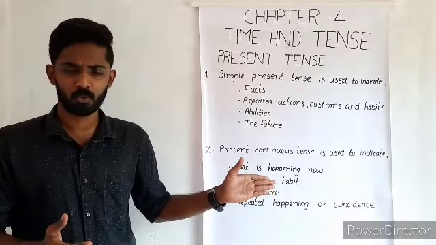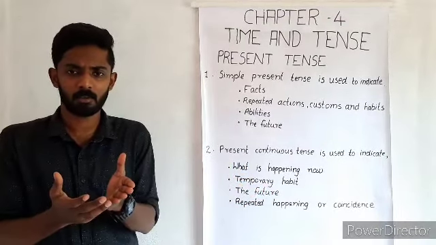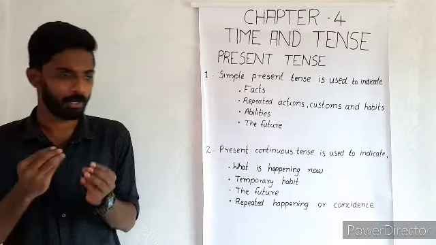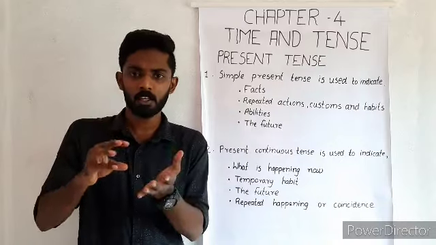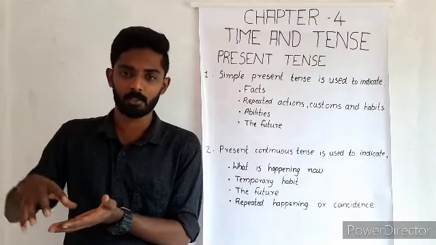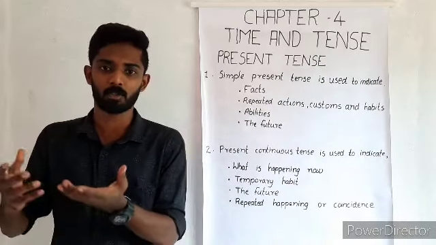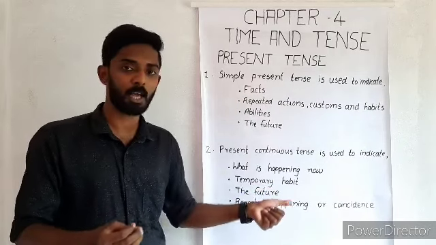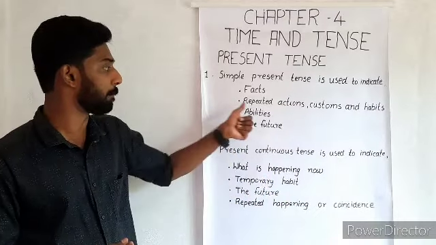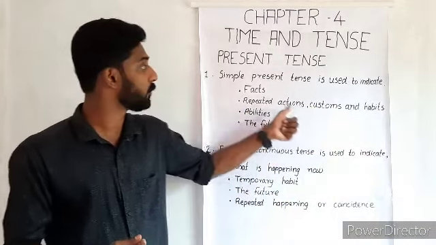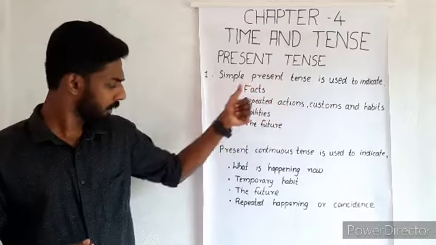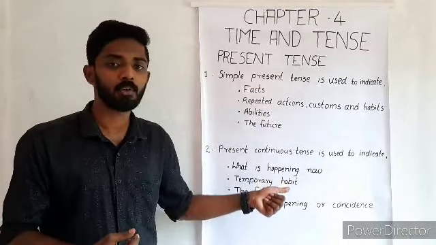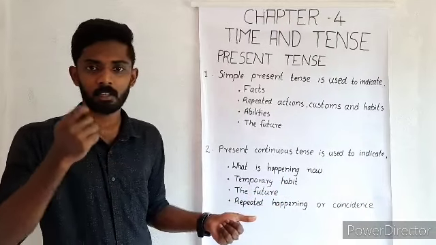temporary habits. So what do you mean by temporary habits? Like I am traveling by bus to my office. So we won't be able to say that he travels always in the bus. Sometimes he goes with a two-wheeler or something. So it's a temporary habit. It's not a usual habit. So when we speak about a repeated action or customs or habits, we will use a simple present tense. But when it comes to a temporary habit or a temporary action, what do we use? We use a present continuous tense.